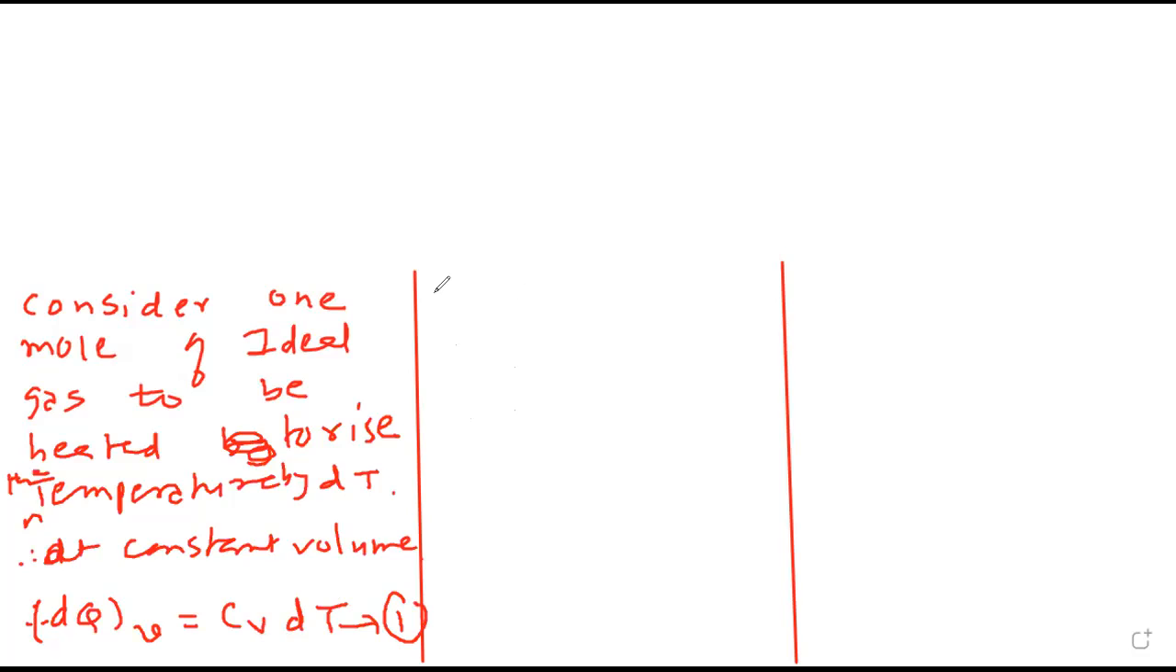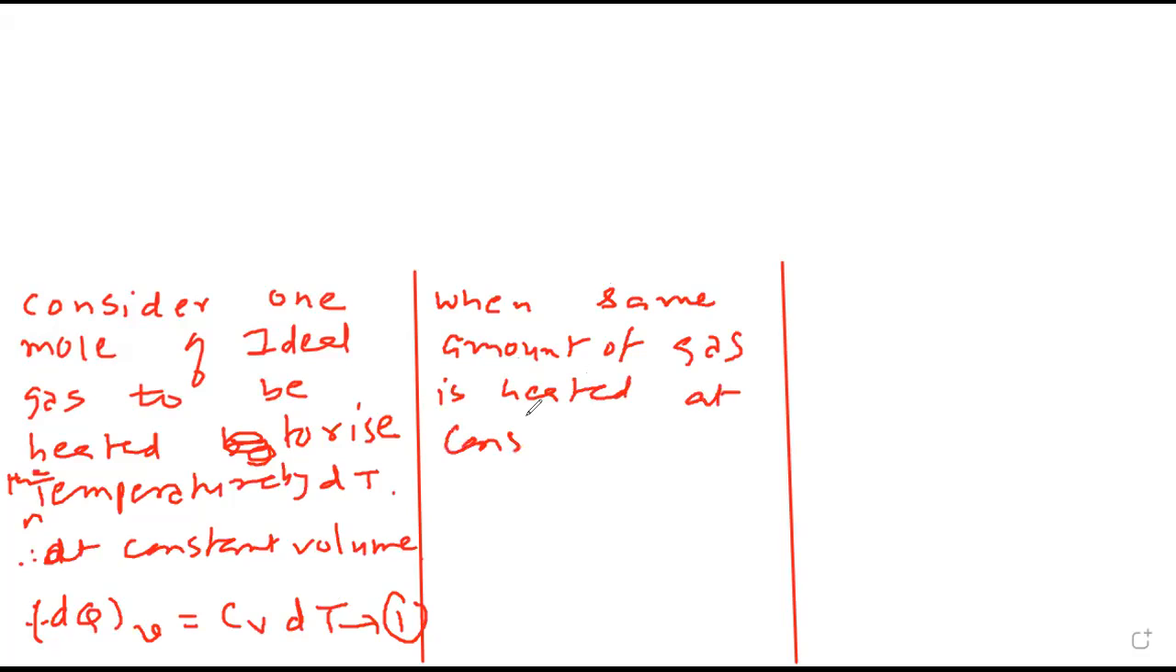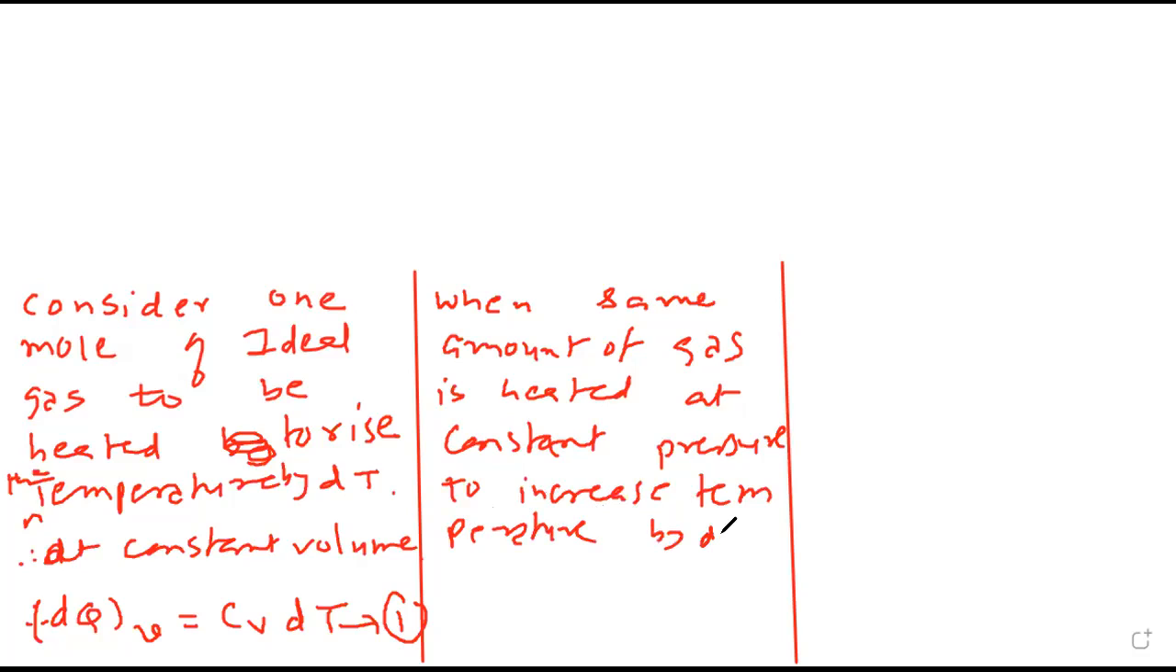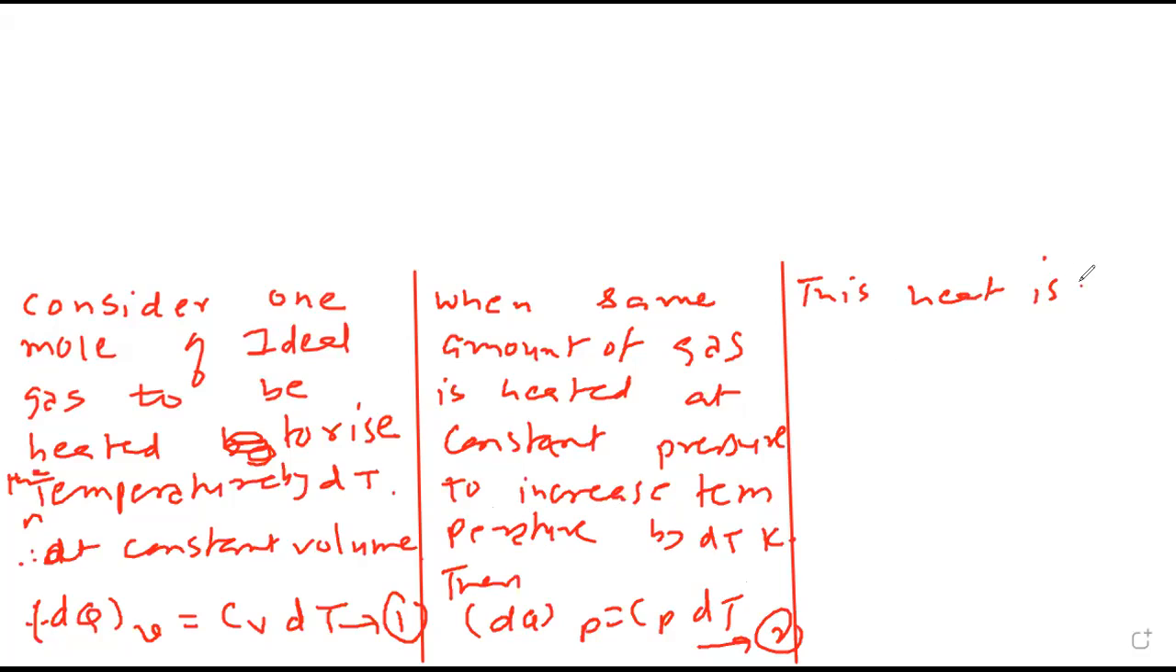No, sir. Next one. When the same amount of gas, meaning 1 mole of gas, is heated at constant pressure to increase the temperature by dT Kelvin, then dq at constant pressure equals Cp dT, equation 2. This heat is utilized for 2 purposes.